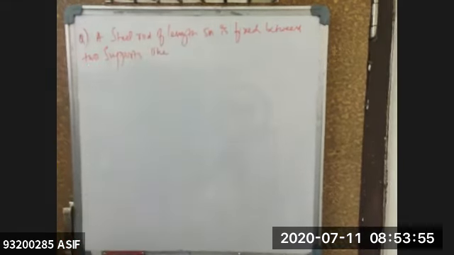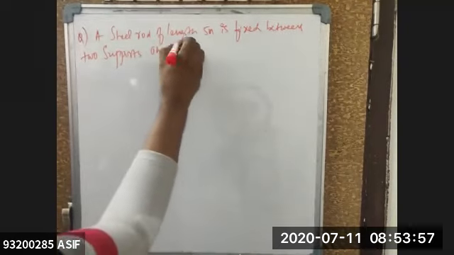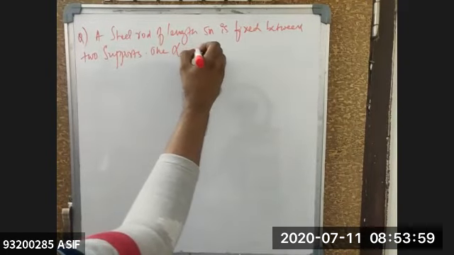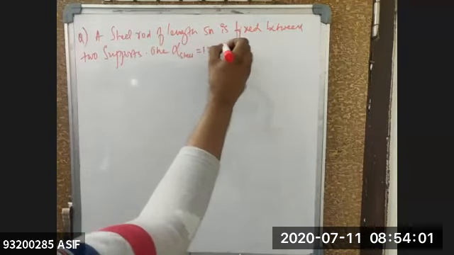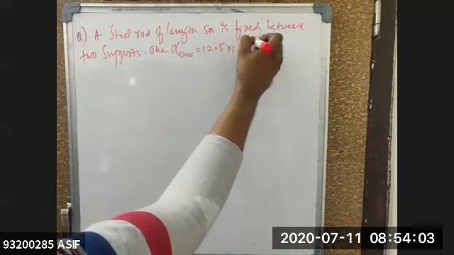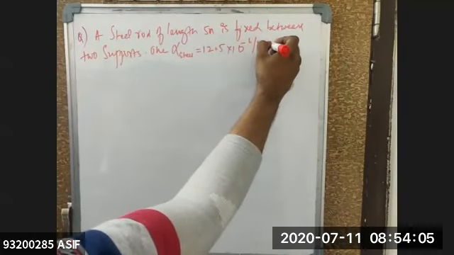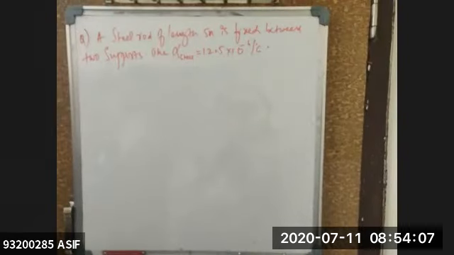First, the alpha of steel is equal to 12.5 into 10 to the power of minus 6 per degree centigrade. The alpha of steel is 12.5 into 10 to the power of minus 6 per degree centigrade.